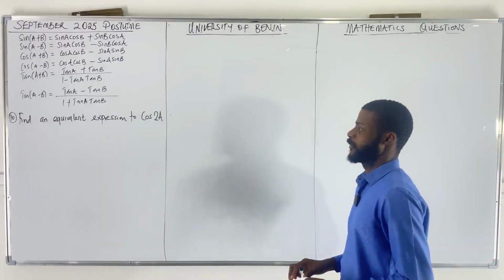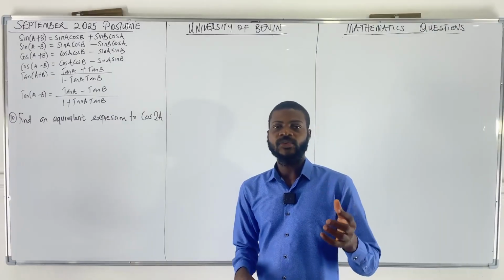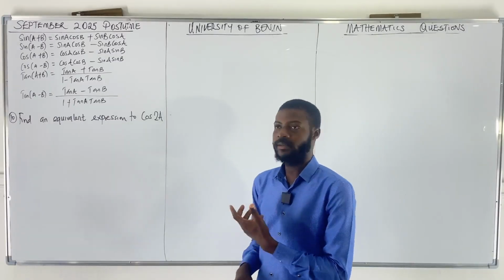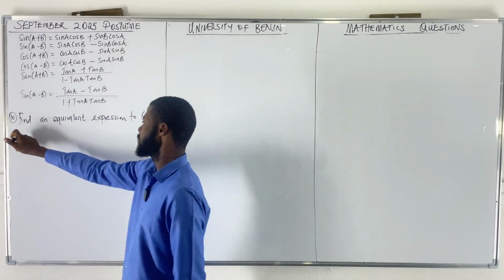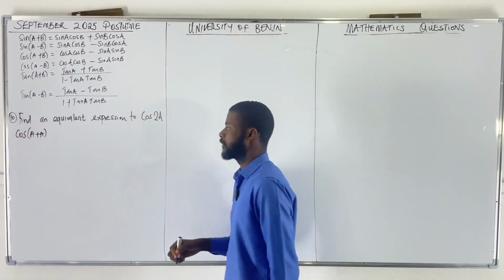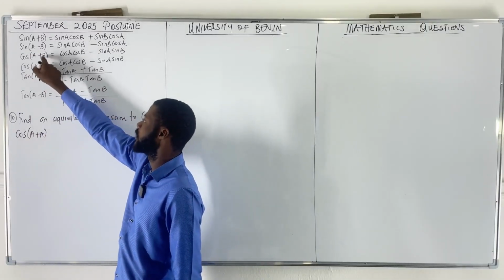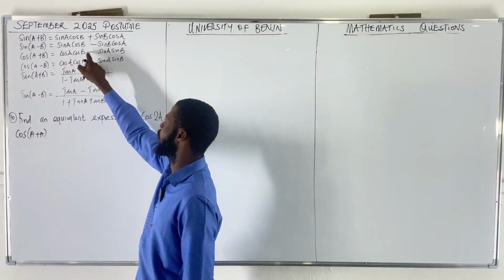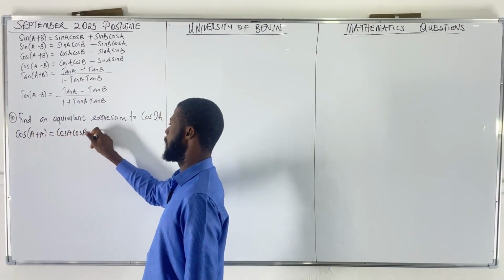It says find the equivalent expression to cos 2a. Basically, I feel like the options will determine how you're going to solve this problem, because cos 2a can be written in terms of either sine or cosine. The first thing you need to know is that cos 2a is the same as cos(a + a), because a plus a will give you 2a. So since a plus a gives us 2a, we can use our formula that has a plus b. Instead of a plus b, we'll have a plus a. Anywhere we see b, we're going to put a. So that means this is cos a cos a minus sine a sine a.